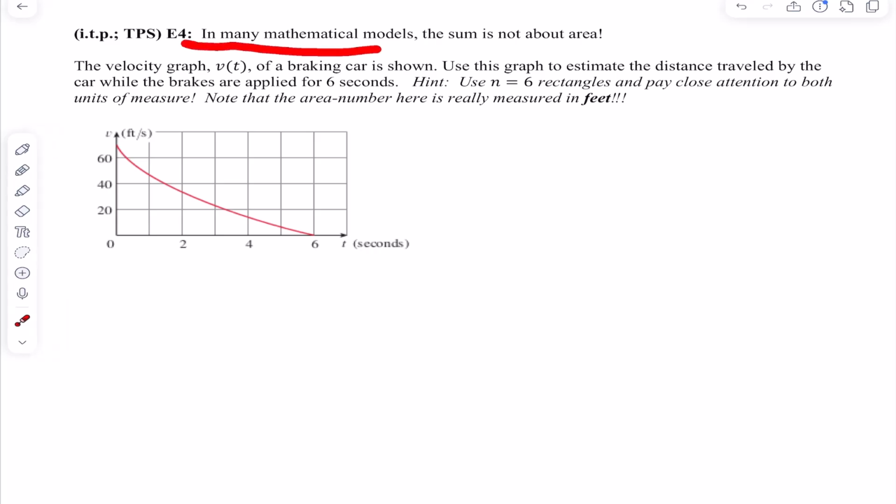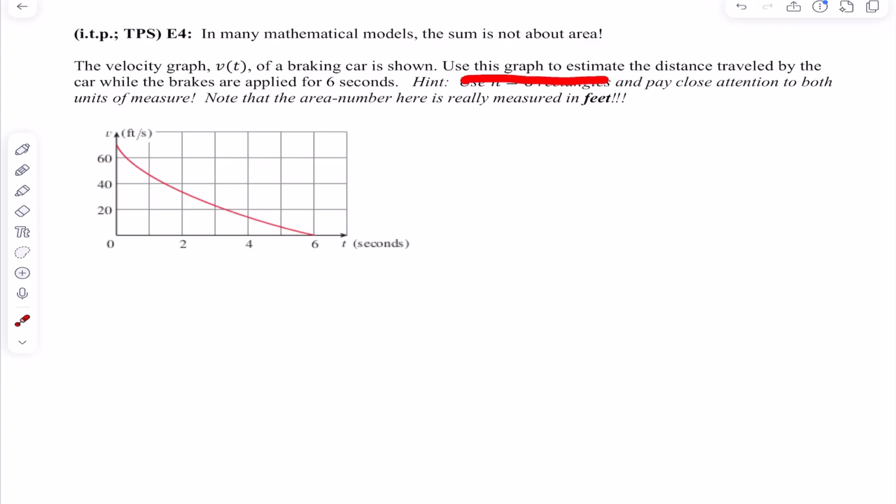In many mathematical models, the sum is really not always representing area. For instance, let's look at the velocity graph below. Notice the car has hit the brakes, and it hit the brakes over 6 seconds. So imagine the car braking. That means the velocity must be decreasing until the car comes to a stop.